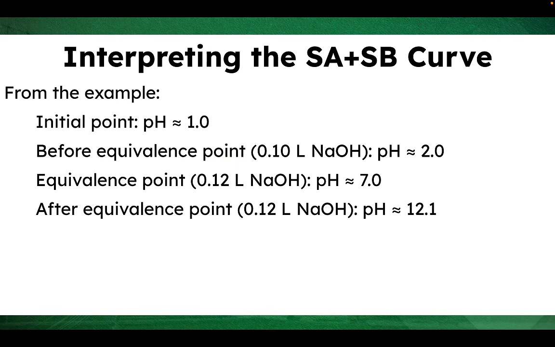So here's the interpretation from our previous example. At the initial point, we have pH around 1.0. Before the equivalence point, the pH is 2. If you notice, at the equivalence point, there's a huge jump. From 2, it became 7. And after the equivalence point, the pH is 12.1, which is also a big jump. Because remember, in the titration curve, you have a very steep curve.